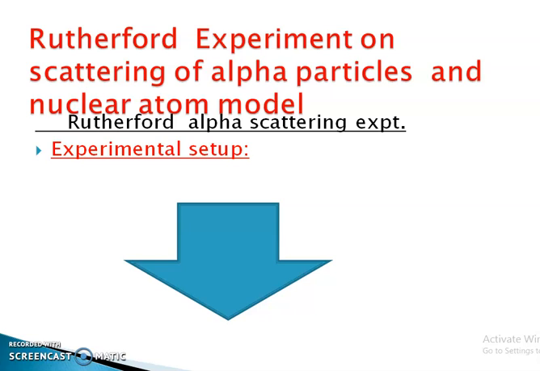Okay, next atom model is Rutherford atom model. Rutherford proposed this atom model based on an experiment called Alpha Scattering Experiment. Now let us check what is the experiment.